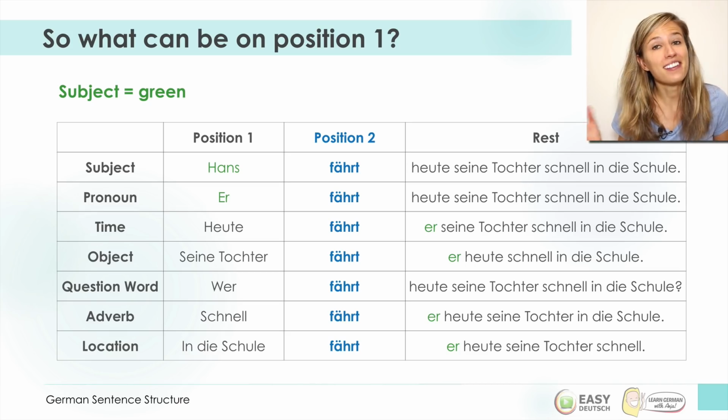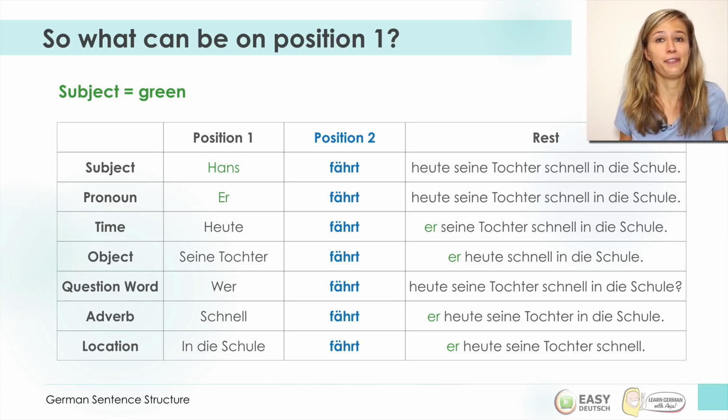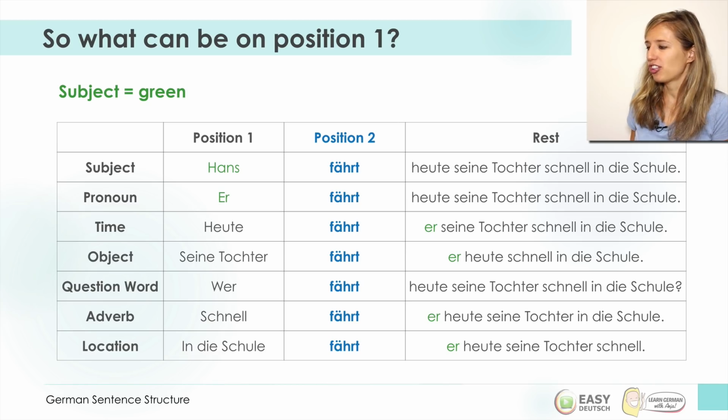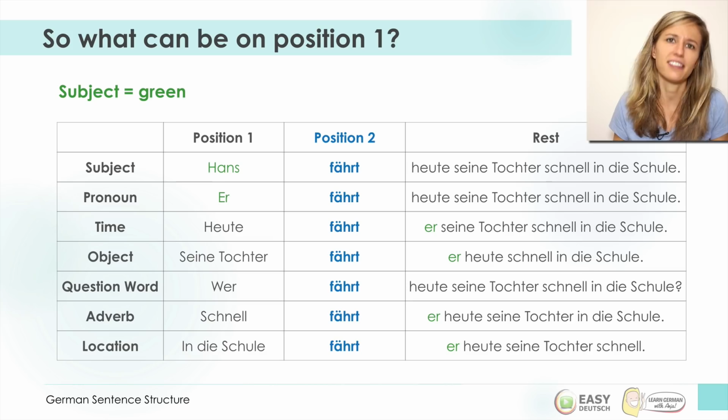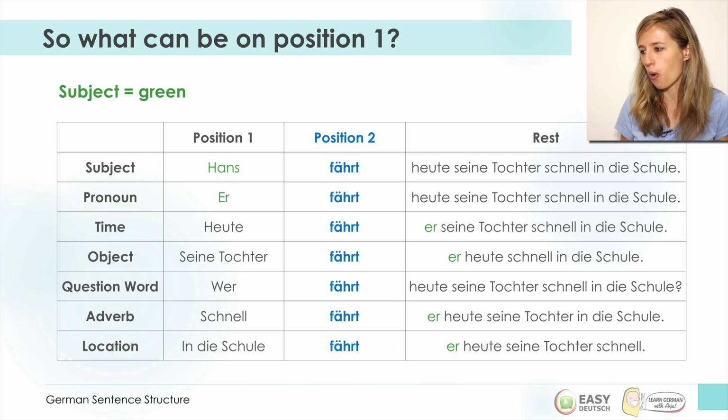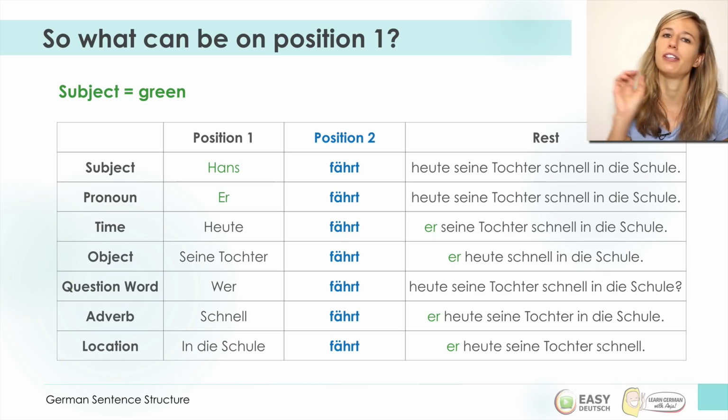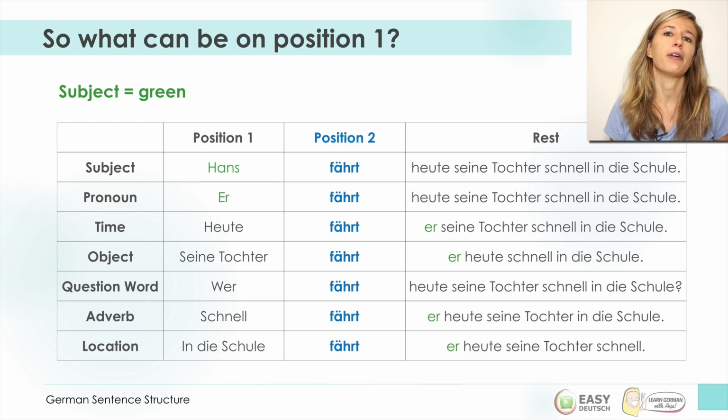So you see, und was ist immer an Position 2? What is always in position 2? The conjugated verb, fährt. Now the question is, how is the rest organized? You see, there is lots of things in the rest. No, heute seine Tochter schnell in die Schule. There's also a system in German. Sometimes it's flexible, sometimes not so much. We will talk about this in our whole course. So, and now I just want to show you quickly. So this is something I just wanted to give to you. It's a very important rule.